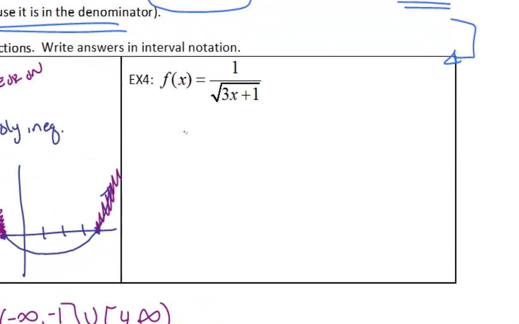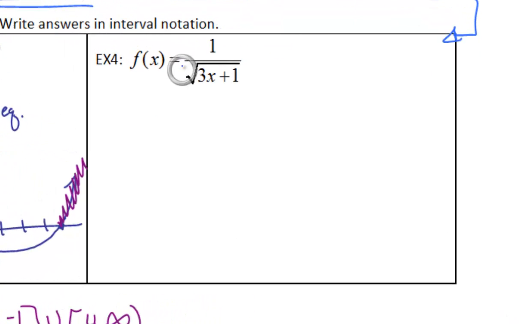So I take a look at this, and this is a rational function, but it's got a radical in it, and it's an even root, because remember, if there is no number in there, my root is 2. Well, I set the expression under the radical, which happens to be 3x plus 1, greater than 0, and only greater than 0 because it's in the denominator, and solve for x.